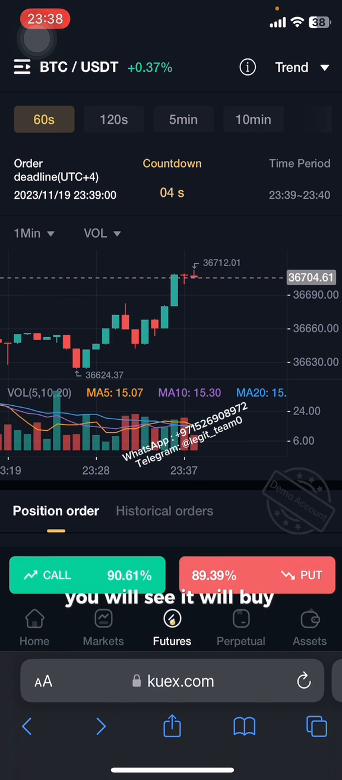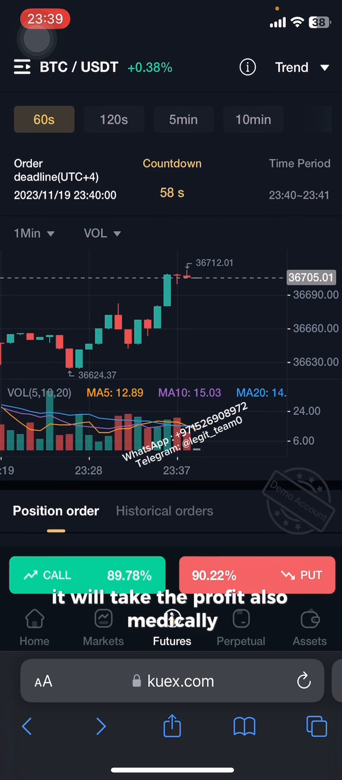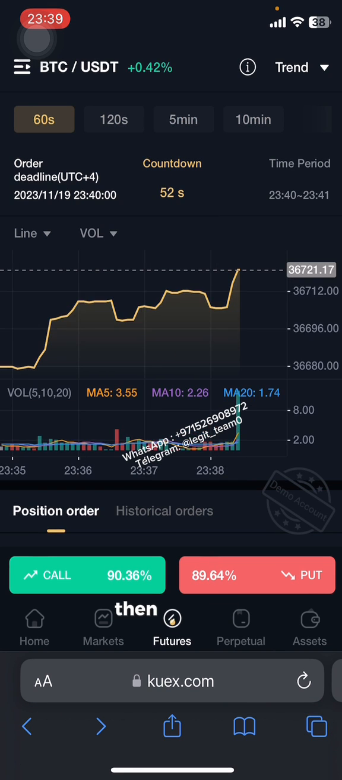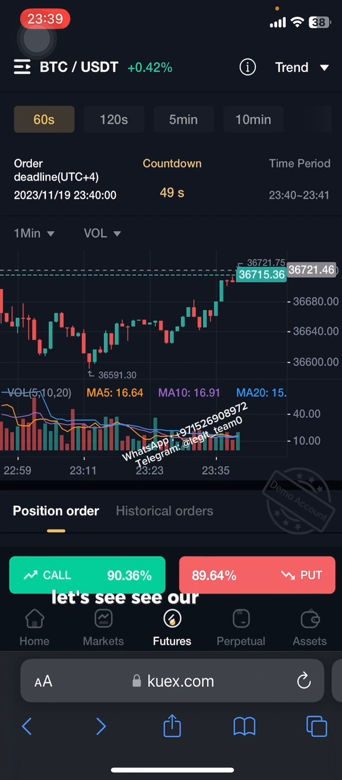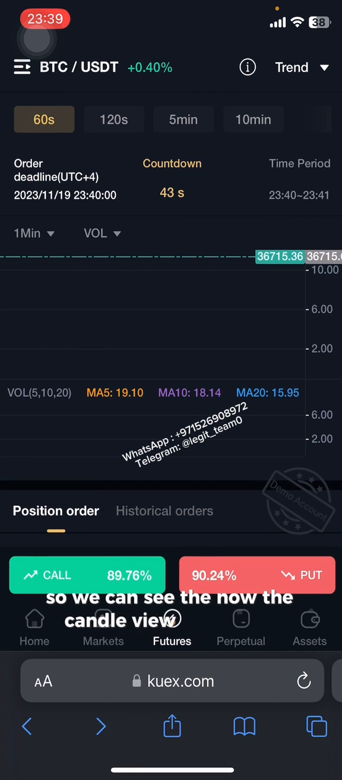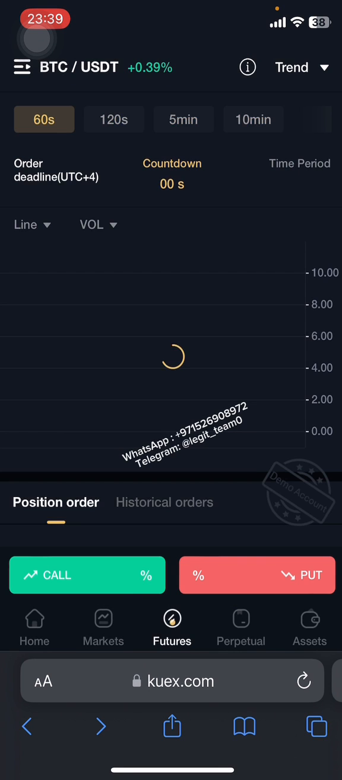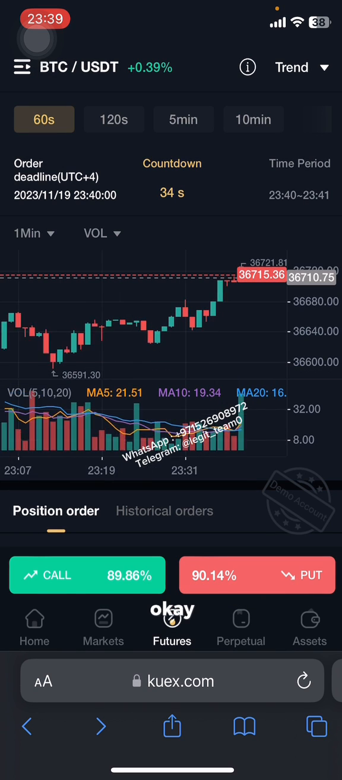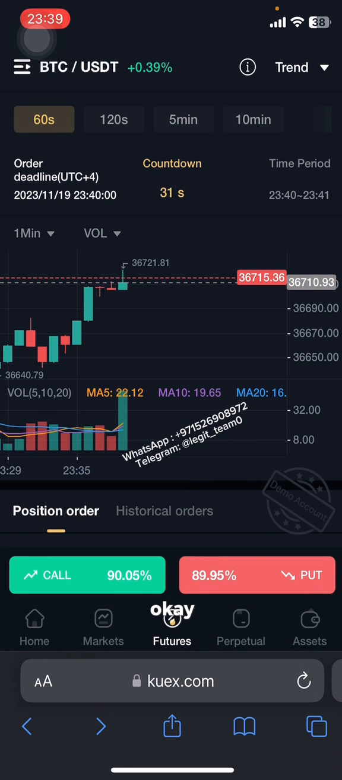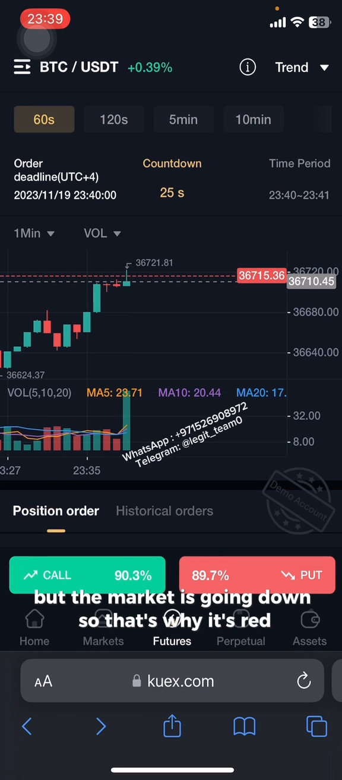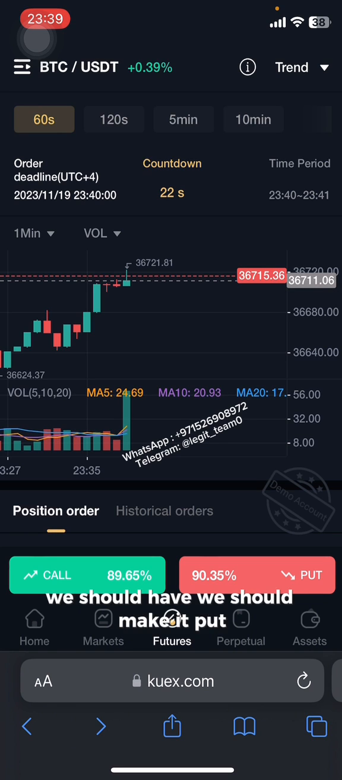So you will see it will buy automatically, and it will sell also automatically. Okay, it will take the profit also automatically. So it's already 39. Let's see our money is already in market. Okay, the position is open here, so we can see now the candle view if you want. Let's go to see the candle view here. You can see the candle view from here. We went for call, but the market is going down, so that's why it's red. We should make it put.